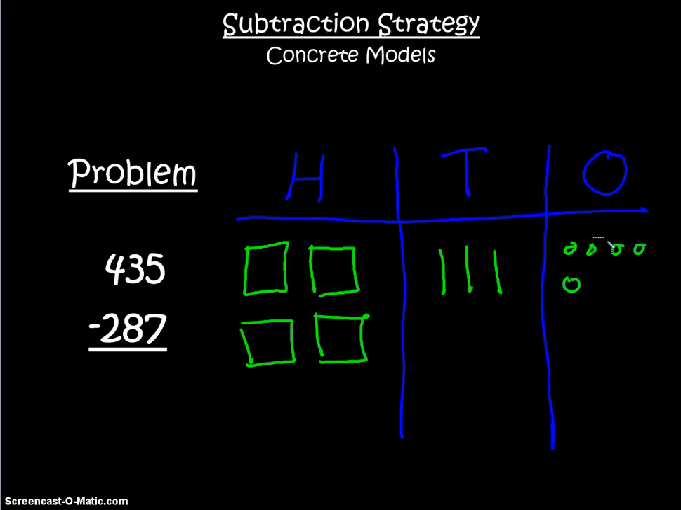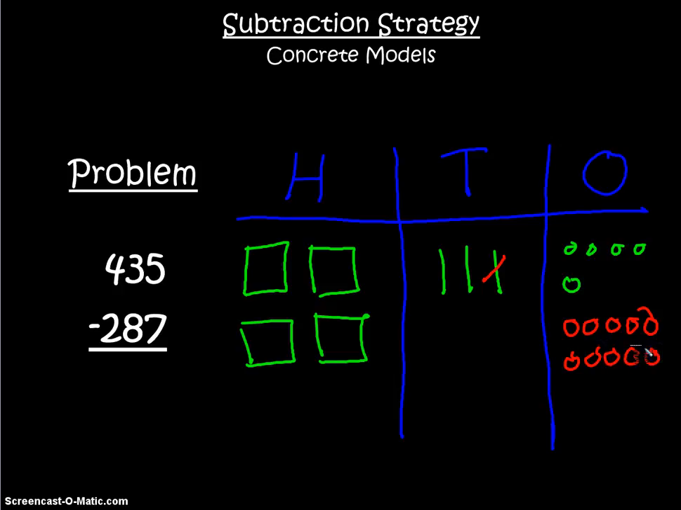So let's take away 7 from our ones. I notice though that when I go to take away 7, I've only got 5 ones, so I do need to regroup. So in order to get more ones, I'm going to jump over to the tens place, and I'm going to take one of these tens, and I'm going to exchange it for 10 ones. 1, 2, 3, 4, 5, 6, 7, 8, 9, 10.